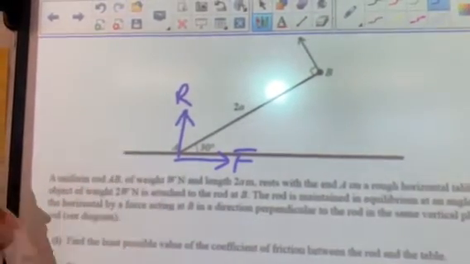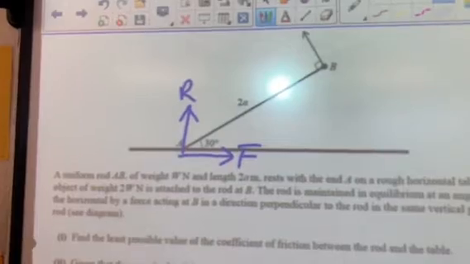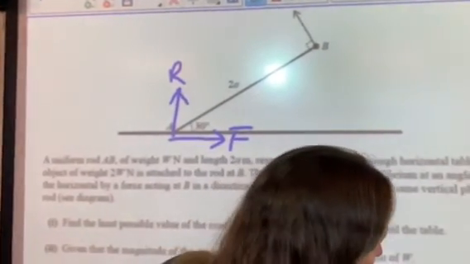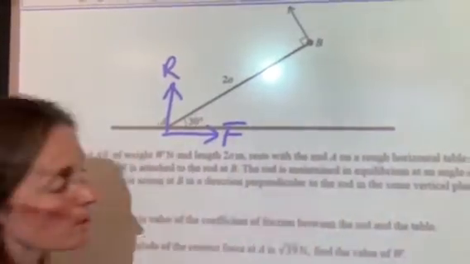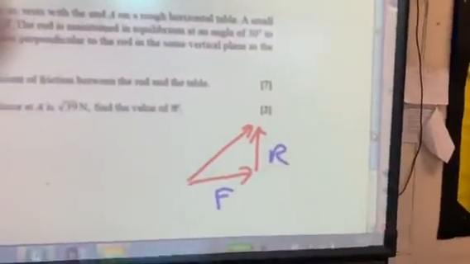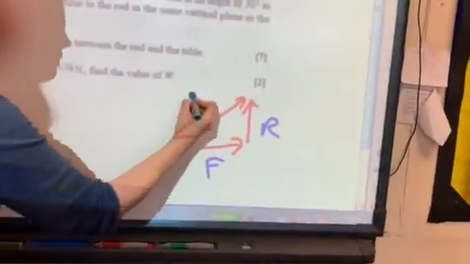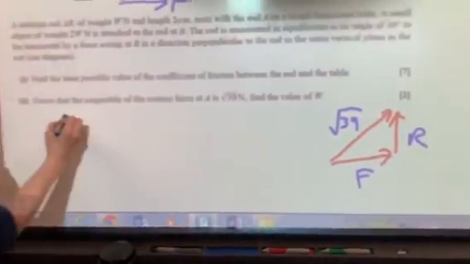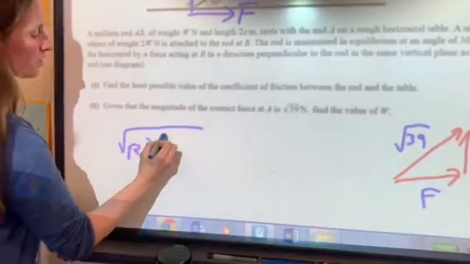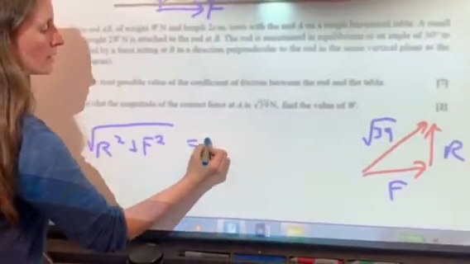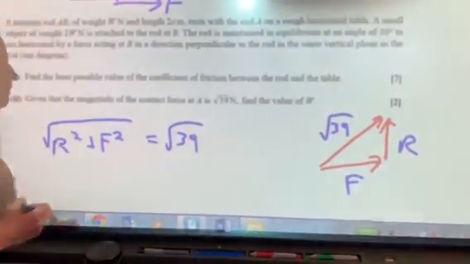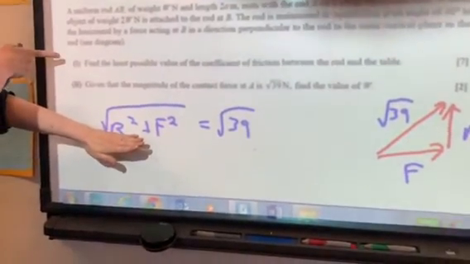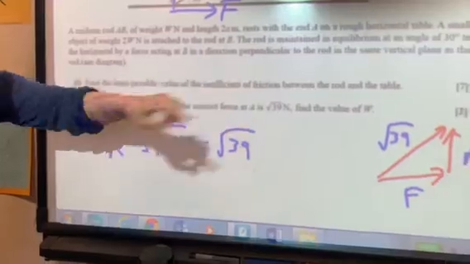2. So in this context, it's telling us that if we have friction and combine it with our normal contact force, we get our total contact force, and it's telling us that the size of that is root 39. So they would expect you then to be writing this down. R squared plus F squared is equal to root 39. And then you could work through your question and substitute in the stuff you've already worked out and hopefully get the value of W.